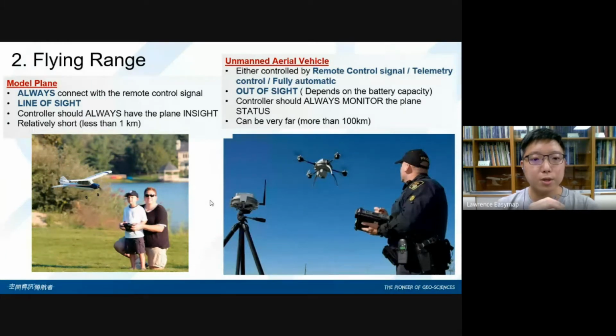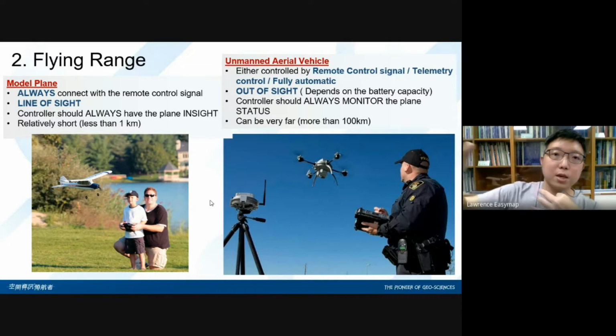Okay, so the second main difference between the UAV and the remote control airplane is that the model airplane always needs to stay connected with the remote control signal, which means the plane cannot fly too far away. Otherwise, it will disconnect from the controller and the plane will eventually crash. So the plane needs to stay in line of sight, which means you can see the airplane at all times. Therefore, the flying range is relatively short, normally less than 1 kilometer, or for some ultra long range remote controlled airplanes, it can be a little bit more.